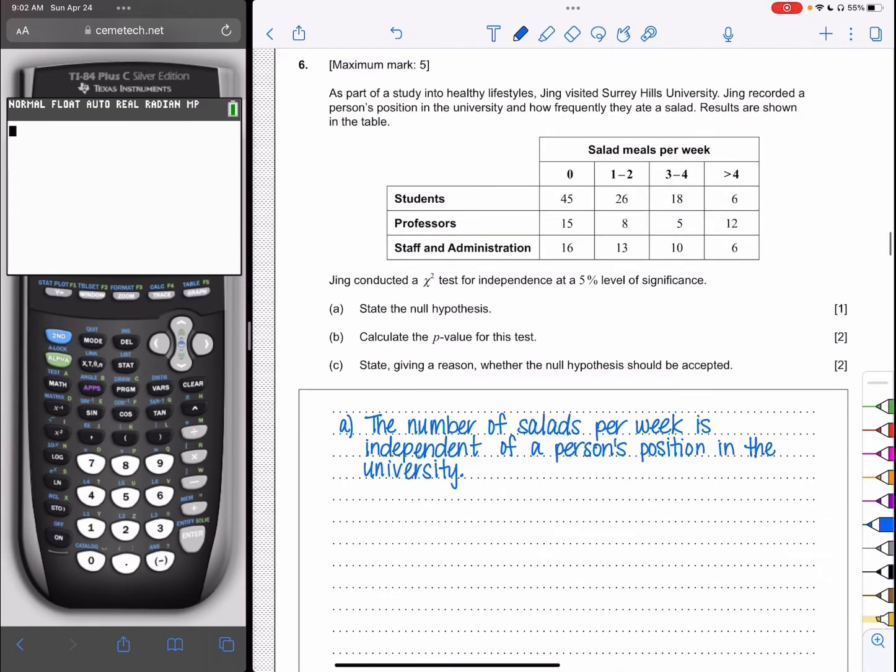So part B says calculate the p-value of the test. You have to use the calculator for this. You cannot do it by hand. Anytime we want to do a chi-square test for independence, I have a multi-row and multi-column two-way table, so I need to put this in as a matrix. So I go to second matrix, go over to edit, and edit matrix A. As you can see here, I have 3 rows, 4 columns. So I'm going to enter in all of my numbers here.